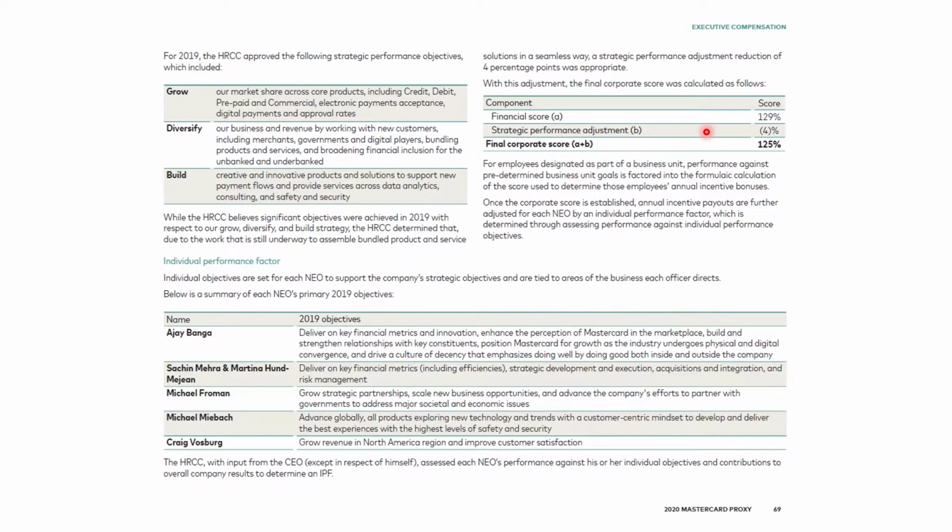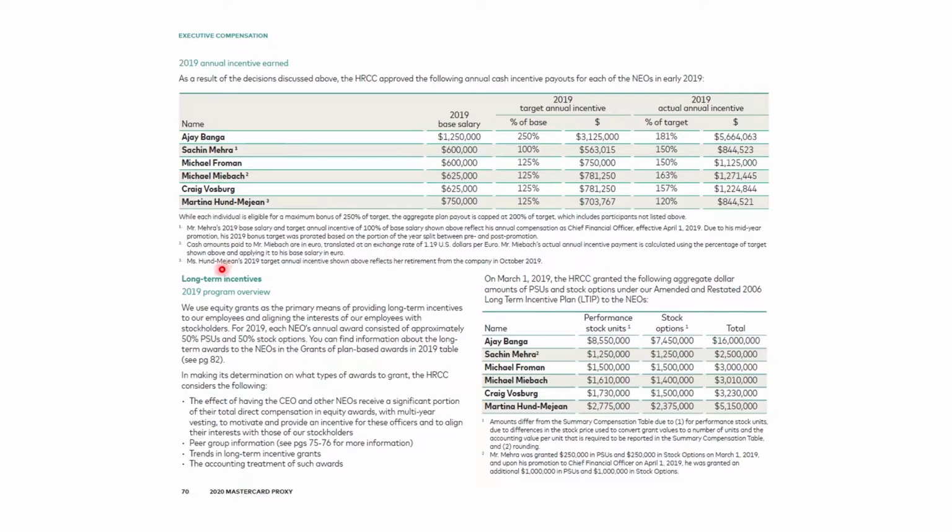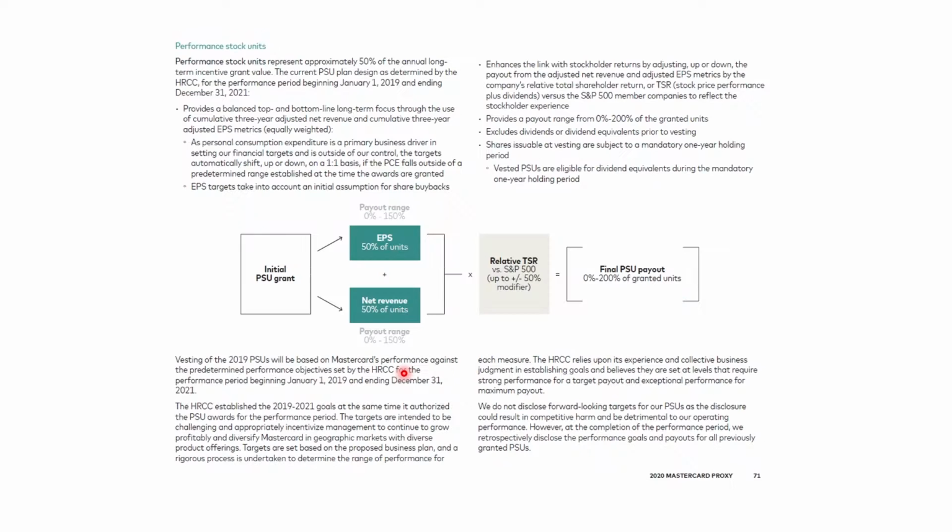And then they have similar things for long-term incentives here, also based on, for example, the performance stock units, which were based on earnings per share and net revenues, and also relative performance of total stock return versus the Standard & Poor's, and that gives a final payment.